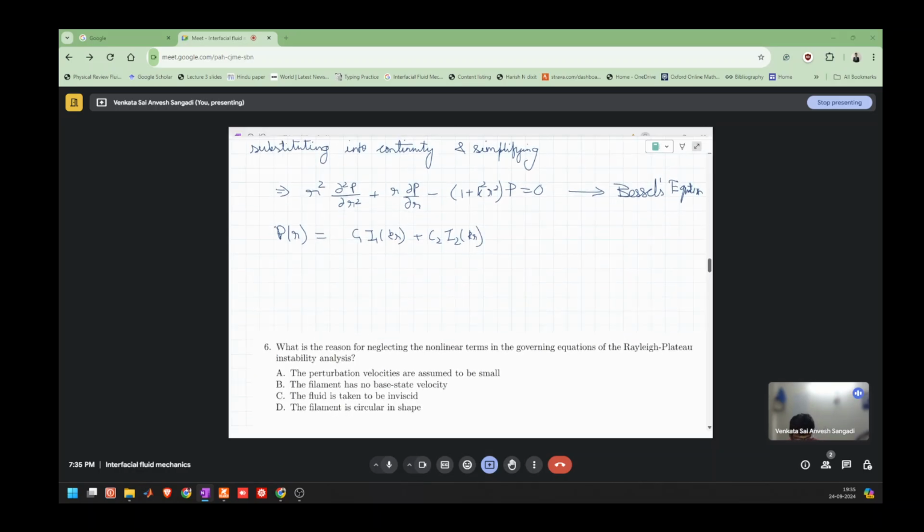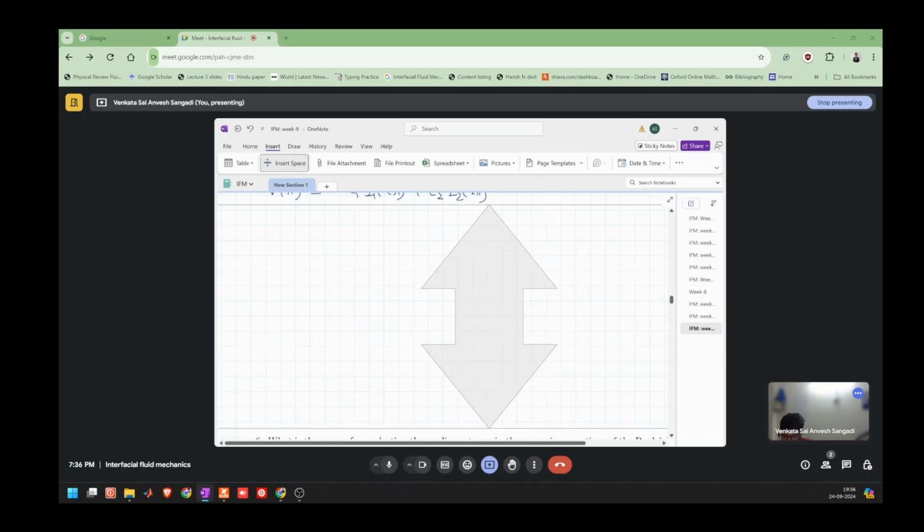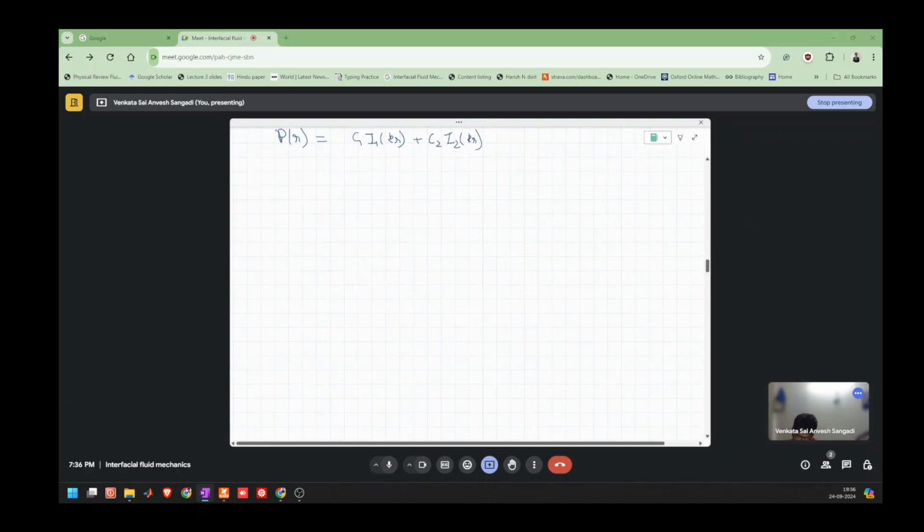So let me get some more space. So as k goes to 0, okay.